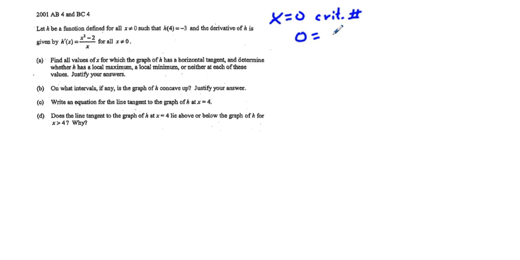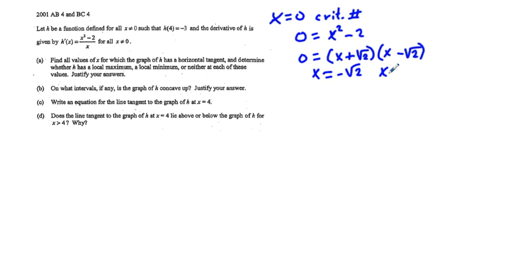And also we can set the numerator equal to 0, so x squared minus 2 equals 0. Factoring, x squared is x times x, so we're going to have plus or minus the square root of this value: x plus square root of 2 times x minus square root of 2. Solving for x, if we set each of these factors equal to 0, we have x equals negative square root of 2 and x equals square root of 2.